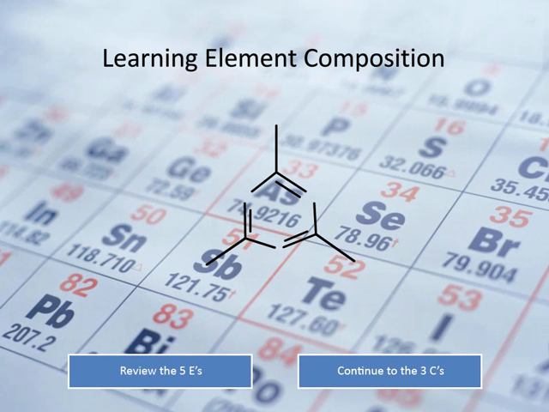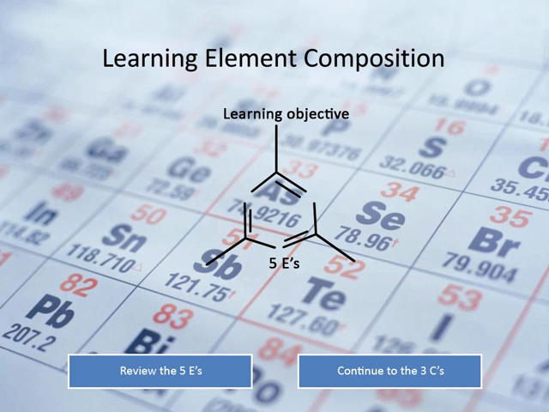Chemical elements are defined by a specific set of physical properties. Learning elements are defined by specific characteristics as well. Each must have a clearly stated and achievable learning objective that can be measured. Each is comprised of the 5 E's. If you would like to review the 5 E's, click on the text line to see their definitions.